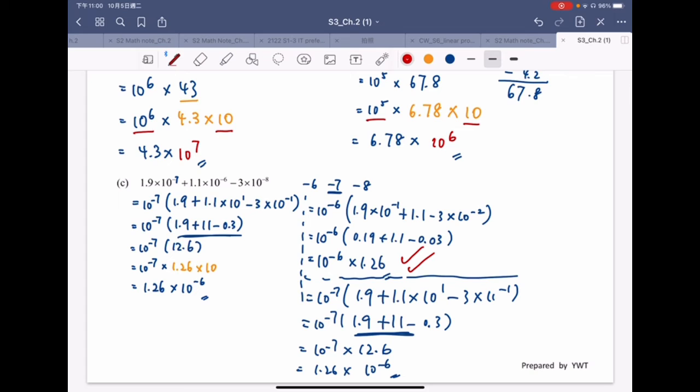So let's take a look. Actually, this one is also the greatest. -6 is greater than -7, -7 greater than -8. So for this kind of question, we can remember the way is we take out the greatest index. Okay, for 10 power, taking out the greatest power of base 10.